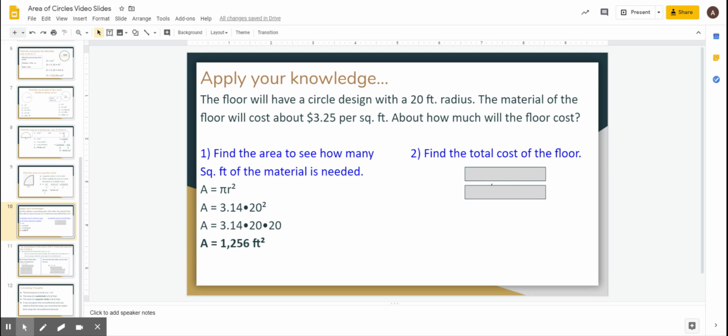Right? Once you get the area, once you know how much of the floor is going to need the material, you're going to have to figure out the cost of that material. We're going to take our area and we're going to multiply that 1,256 by $3.25. And when you do, you end up getting $4,082. $4,082 for your total cost of the floor.